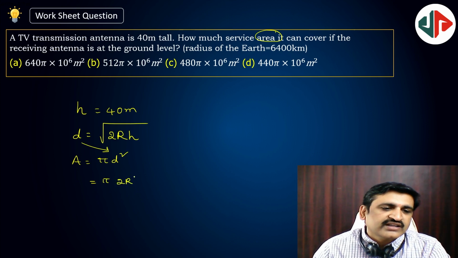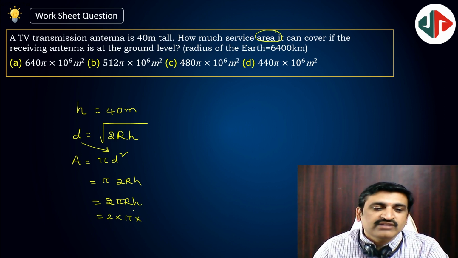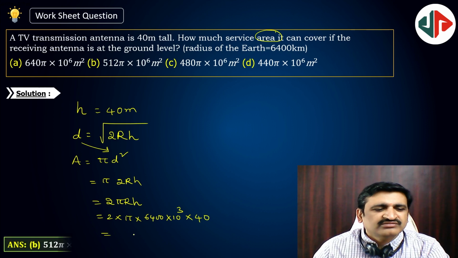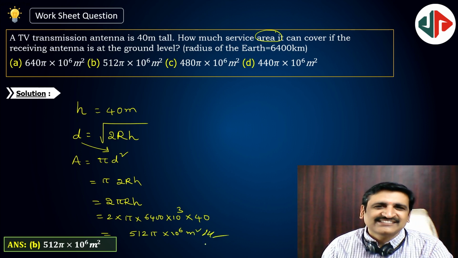So d square is 2RH, so area is nothing but 2 pi RH. Substitute, and the answer is in terms of pi only. Have a look at the options. Options are in pi only, so don't waste your time taking the square root. R value is 6400 kilometers, which is 6.4 into 10 to the power 6 meters, H is equal to 40 meters. So I get 12 pi into 10 to the power of 6 meter square. This has an advantage, right?